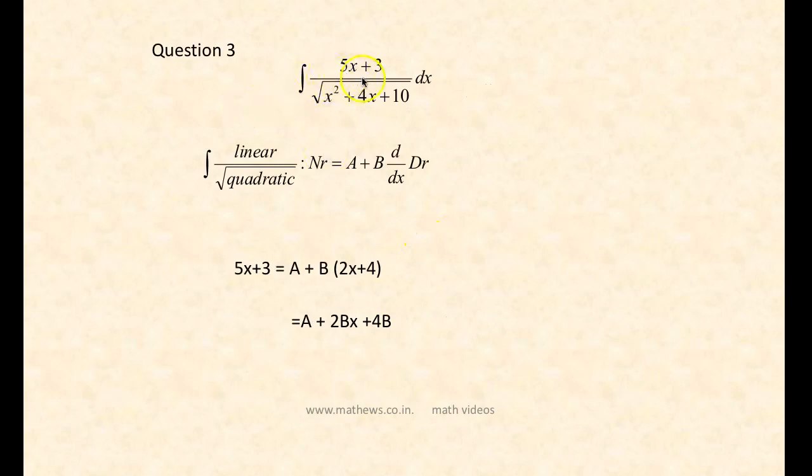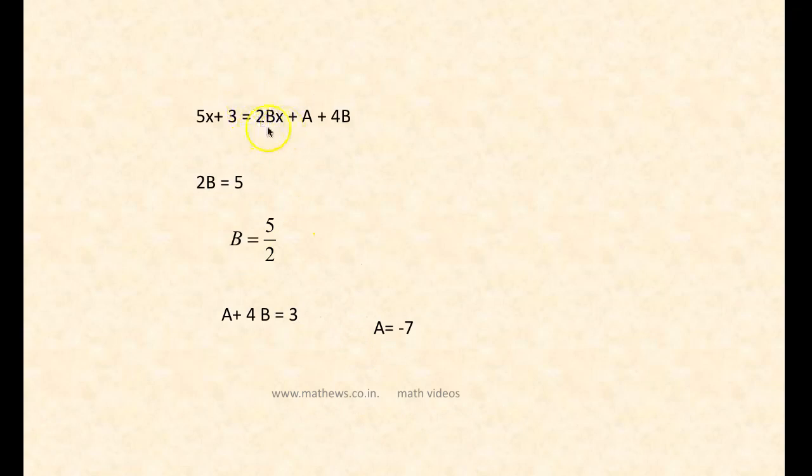Next question, integral 5x plus 3 by root x squared plus 4x plus 10 dx. This is of the form linear by root quadratic. So in problems of this form, we write the numerator as a plus b into d dx of denominator. So I write 5x plus 3 as a plus b into derivative of x squared plus 4x plus 10, which is 2x plus 4. Opening the bracket, I get this as a plus 2bx plus 4b. So 5x plus 3 is 2bx plus a plus 4b.